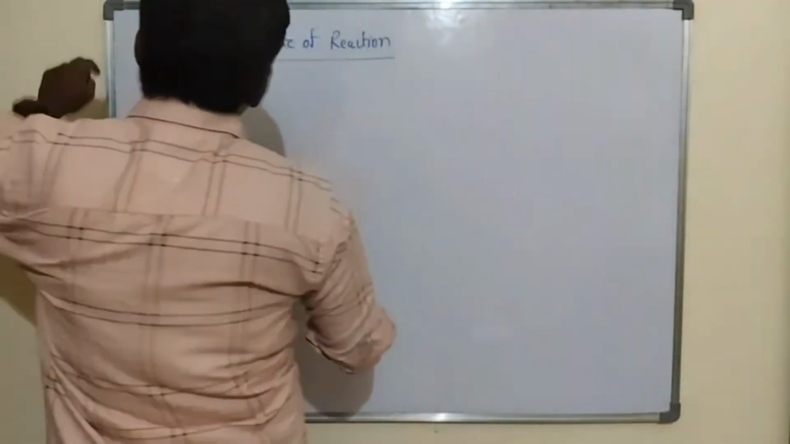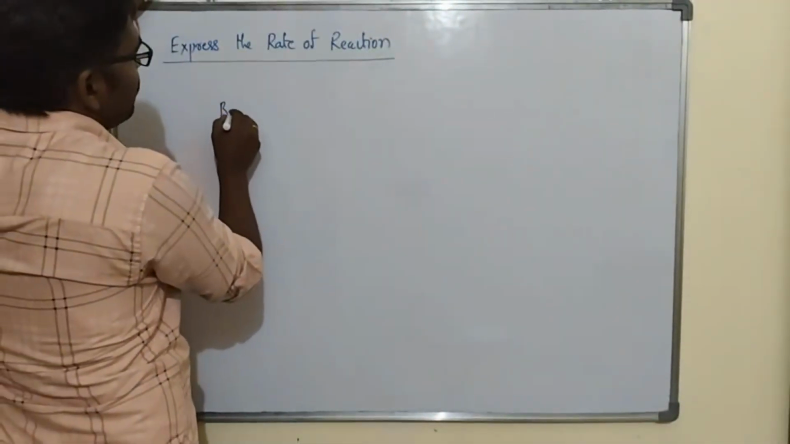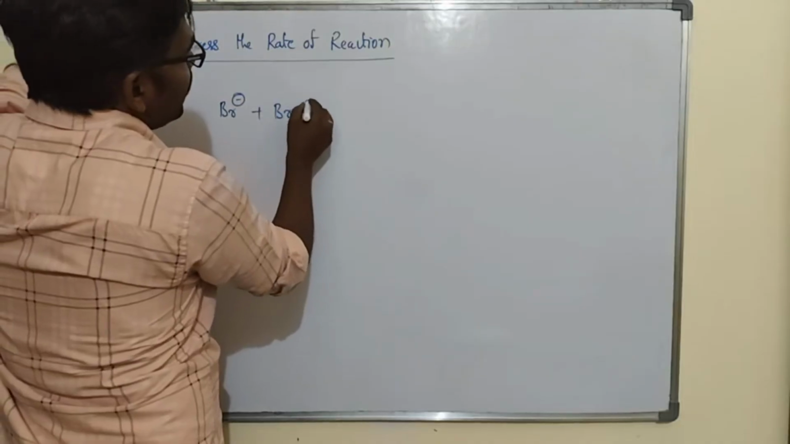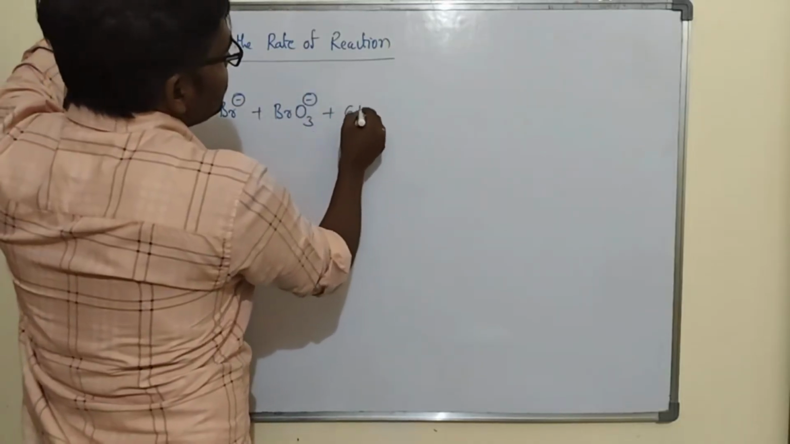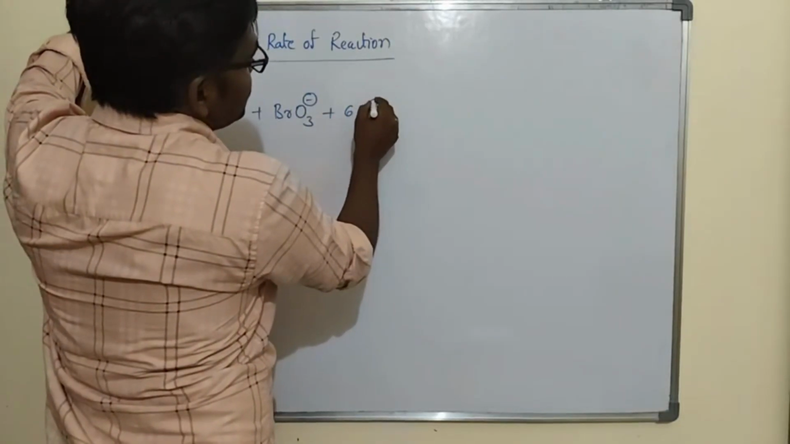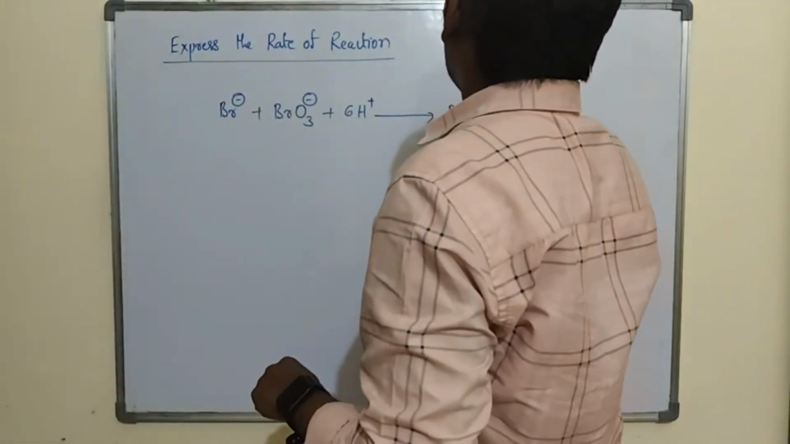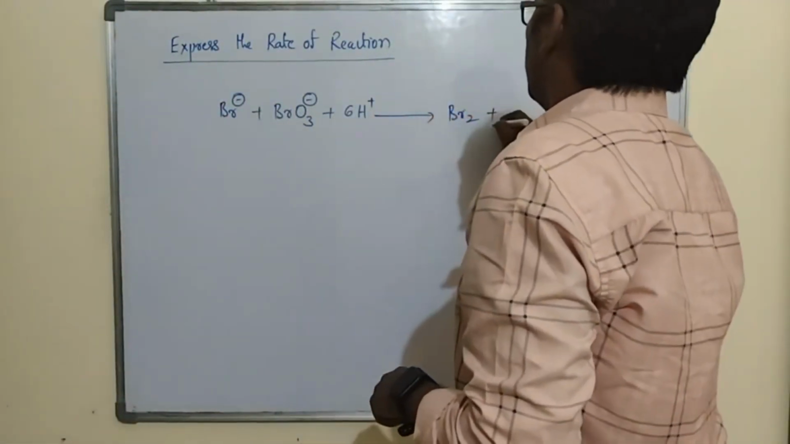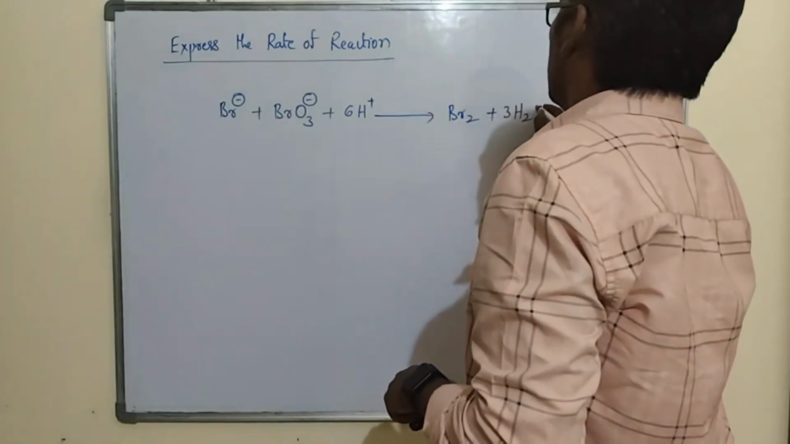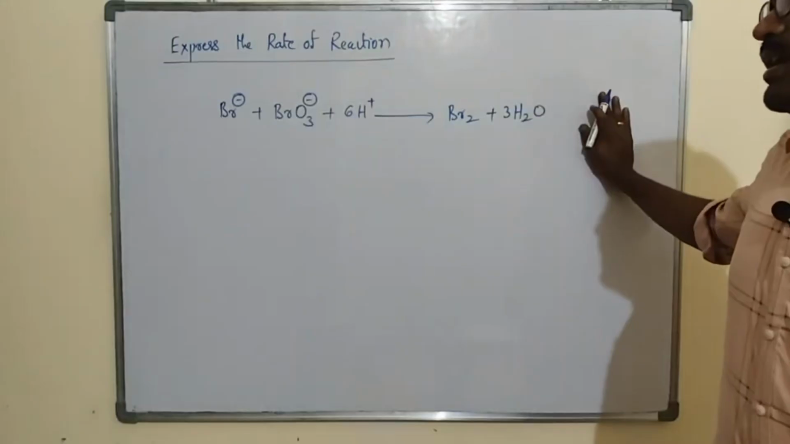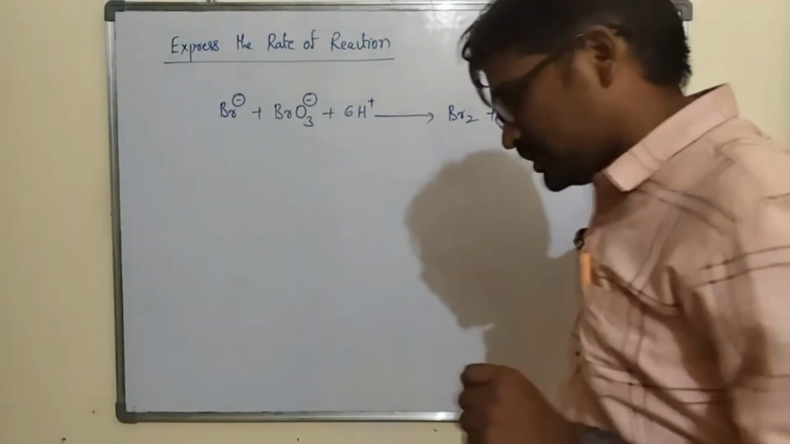One of the reactions given in the NCERT textbook is Br minus plus BrO3 minus plus 6H plus, which gives rise to Br2 plus 3H2O. They are mentioned like this. So this is the reaction. For this reaction, how to represent the rate of reaction?